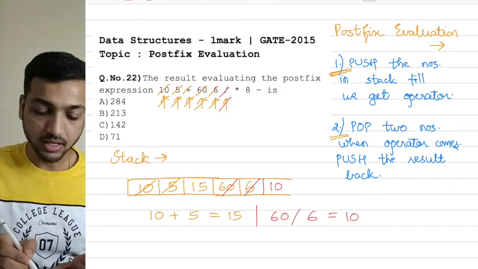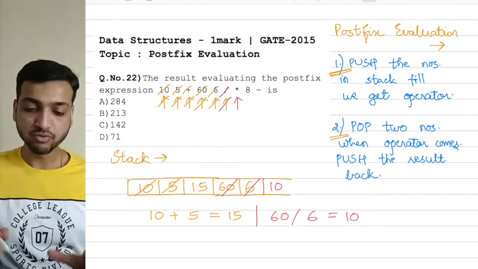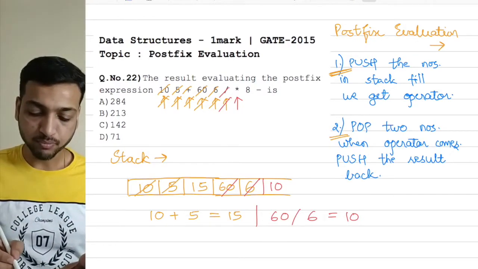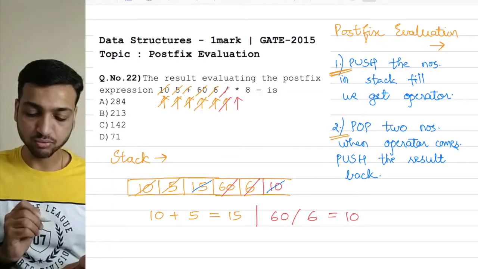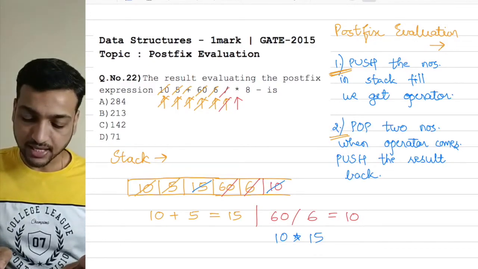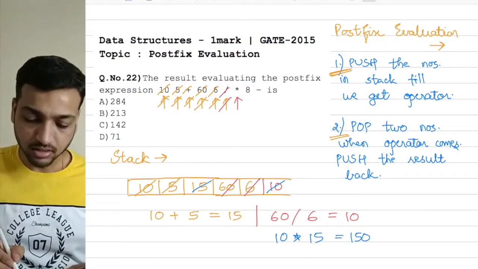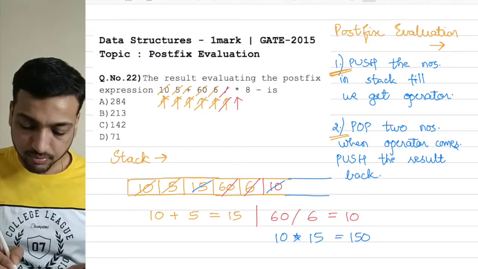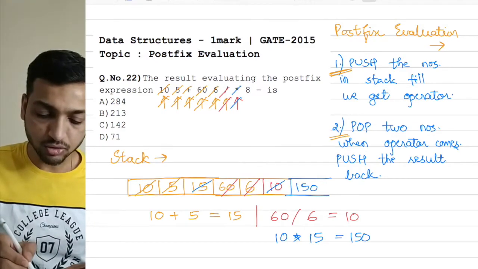So this is done. Next we see again an operator, which is the multiplication operator. So we follow the same process. We pop the 2 numbers from the stack. So 10 and 15 are the 2 numbers. So 10 and 15 come out of the stack, and the operator is multiplication. 10 into 15 is 150. The result goes back into the stack. So let me grow my stack a bit. Okay, 150. Cool. So this is also processed.